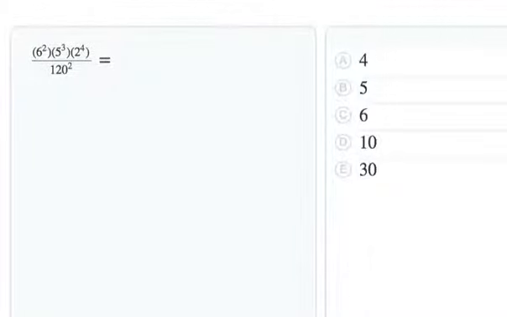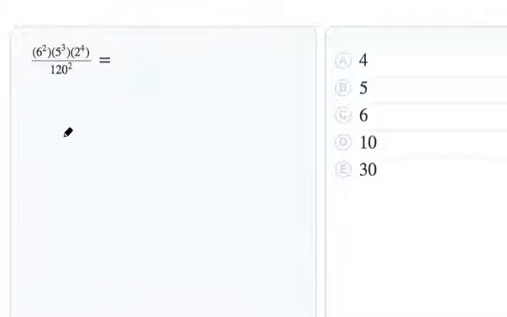To solve this question, we're going to go ahead and try to find the value of this fraction. So we'll need to simplify and see what it's going to come out to. It should come out to an integer since those are the only answer choices that were given. So let's go ahead and start to break this down.